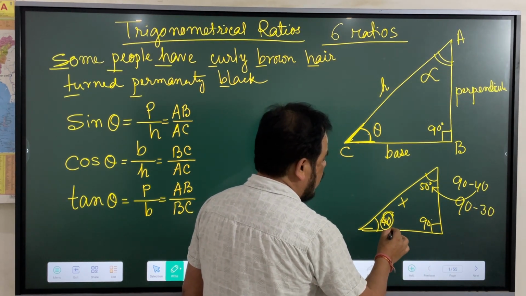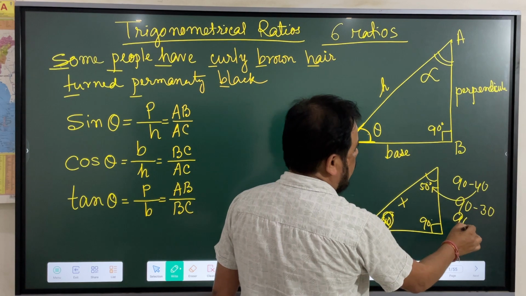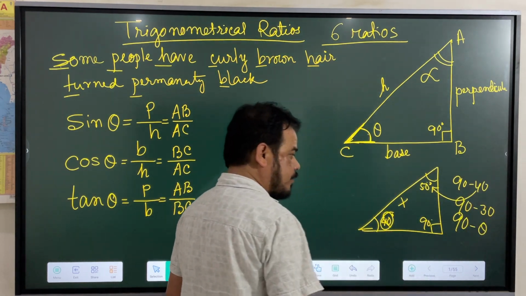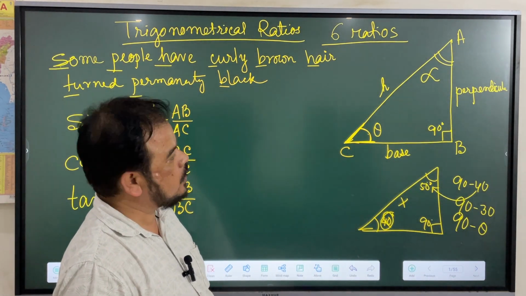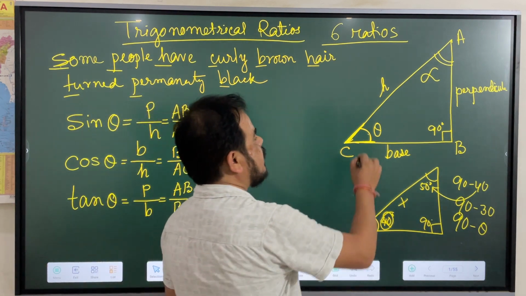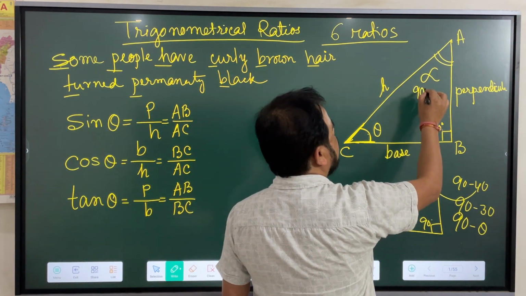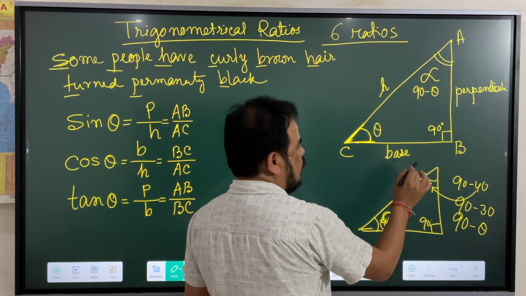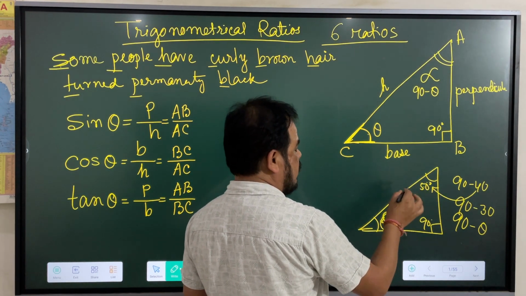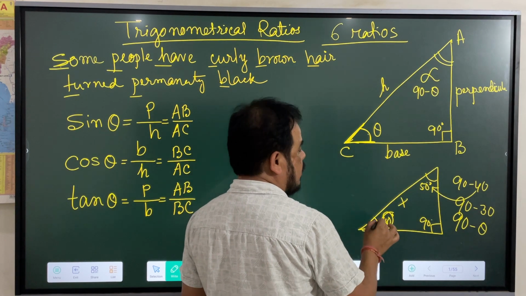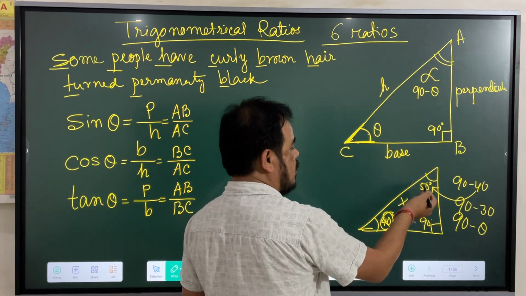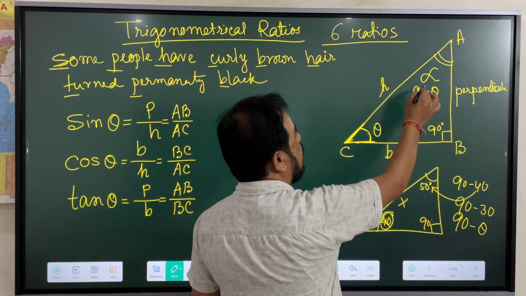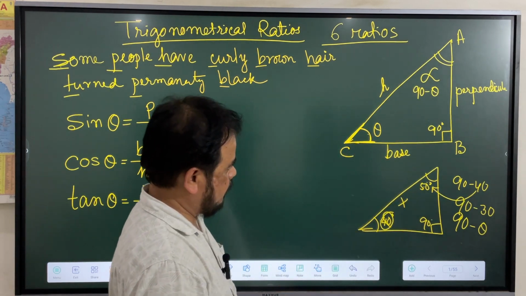So between these two, if we know anyone, we can find out the other one, because the sum of these two angles will always be 90 degree. If it is 40, this will be 90 minus 40, then it becomes 50. If it is 30, this will be 60, because 90 minus 30. If it is theta, what will this be? 90 minus theta. I hope you understand. If it is 40, to find this we subtract 90 minus 40. If it is x, 90 minus x. If it is y, 90 minus y. If it is theta, it will be 90 minus theta.